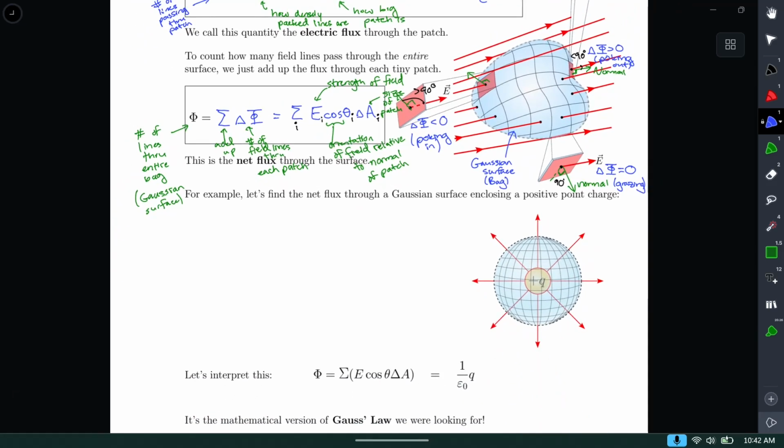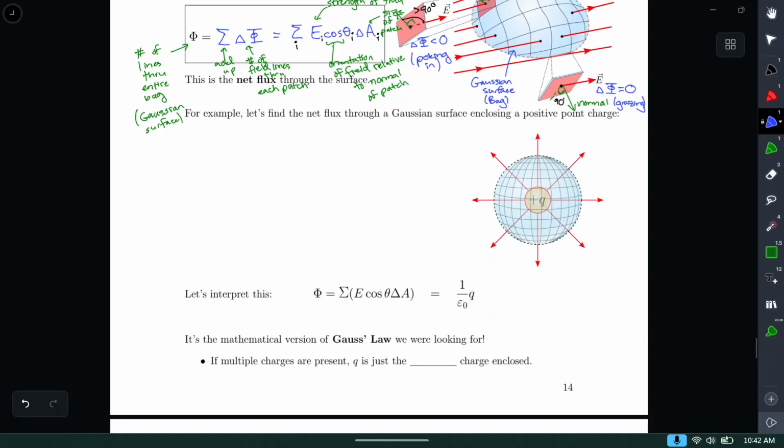We have come up with our way to count how many field lines pass through a surface. We're now going to attempt to do that for a specific charged object, in this case, a point charge. So what I've done is I've trapped him in this Gaussian prison right here, this bag.